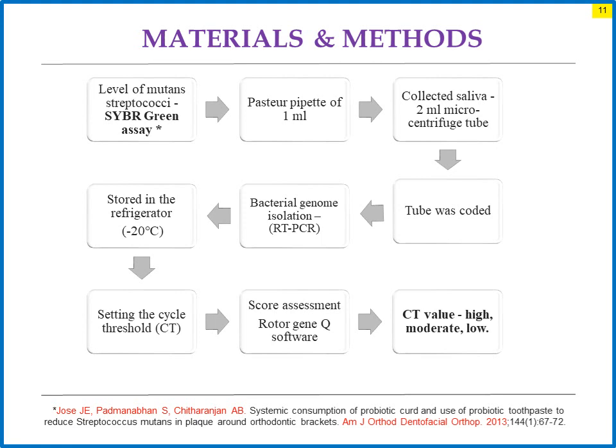The score obtained after the procedure was assessed using RotorGene Q software for bacterial quantitative analysis. The CT value of 15 to 25, greater than 25 to 35, and greater than 35 to 45 was considered as high, moderate, and low, respectively, and circled accordingly in the AAPD form.